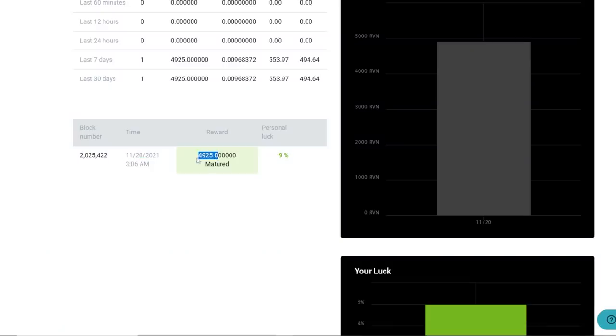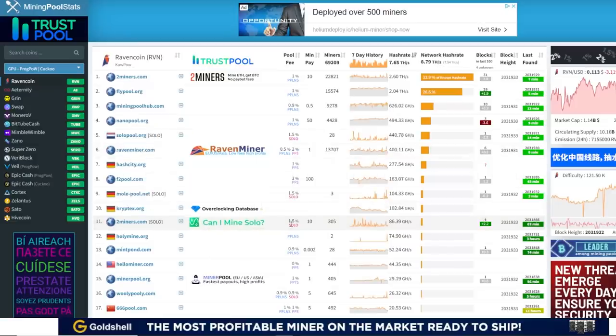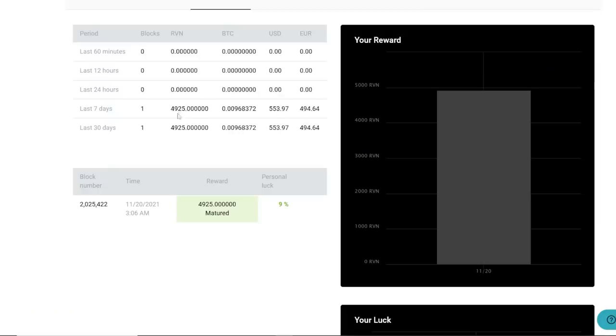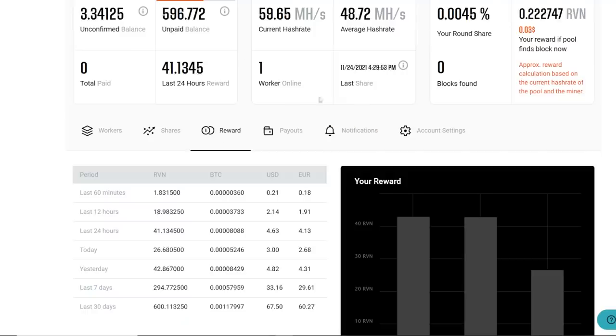And you can see here, 4,925. Now the pool, I believe 2Miners does get a 1.5% fee, but the profit here for one block, as of recording right now, is worth about $553, $554, okay, which is insane.